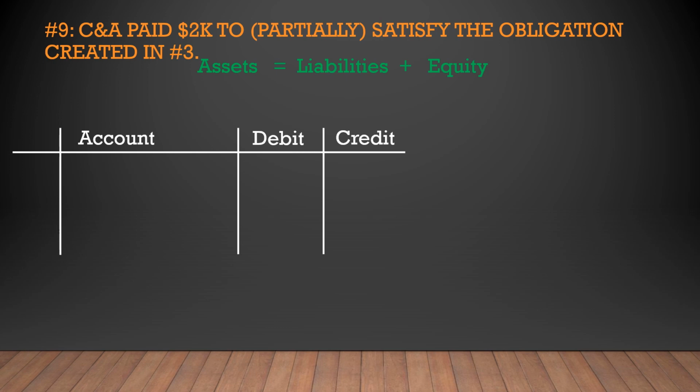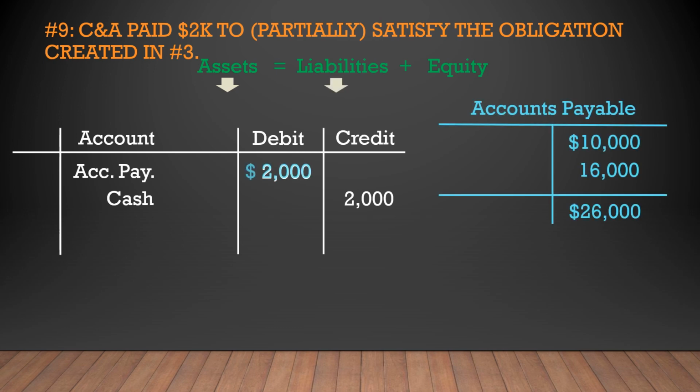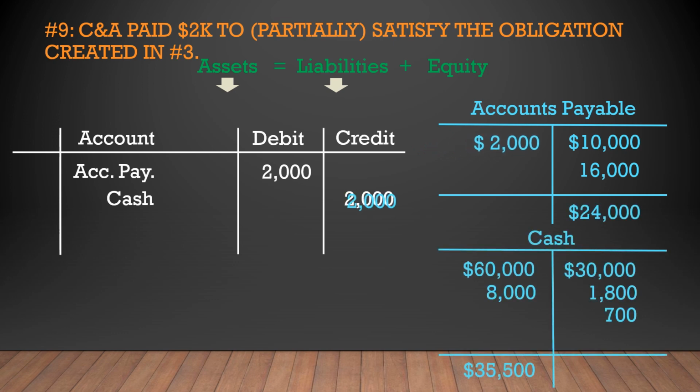Number 9. CNA paid $2,000 to satisfy the obligation created in number 3. With this transaction, we're paying off an amount owed, so we have a decrease in our cash asset and a decrease in our liabilities. Decrease our cash asset with a credit, and decrease our liabilities with a debit to accounts payable. Post to the ledger accounts. Accounts payable will now have a $24,000 credit balance, and cash will decrease to $33,500.